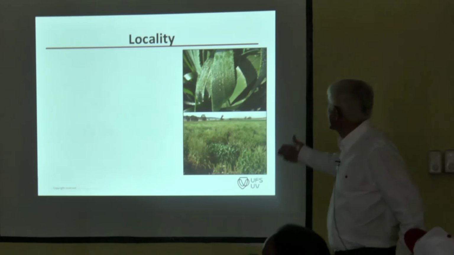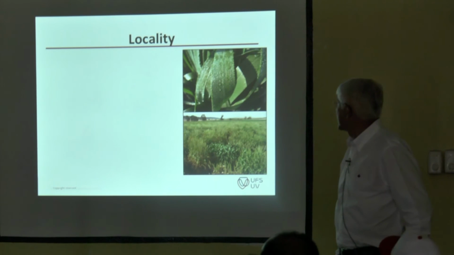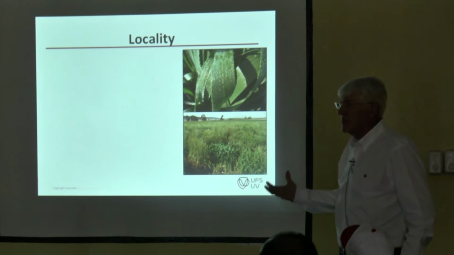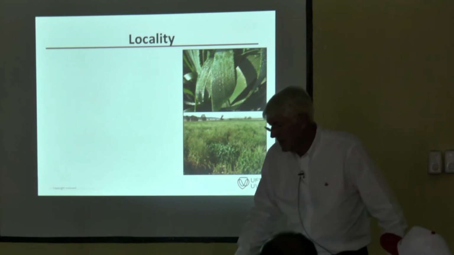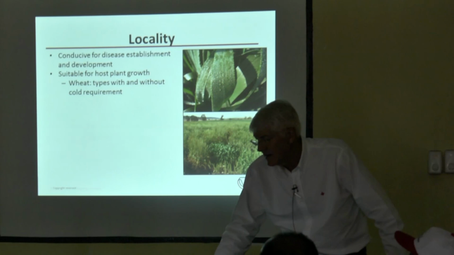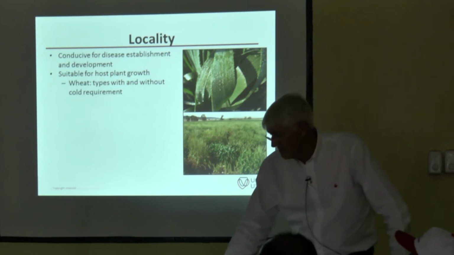But anyway, back to the environment, you need good dew formation overnight. If you don't have that, it must be fairly humid, I think. Temperatures must cool down at night so you can get dew formation to get a good infection. And then it must also be suitable, obviously, for growing a good wheat crop.